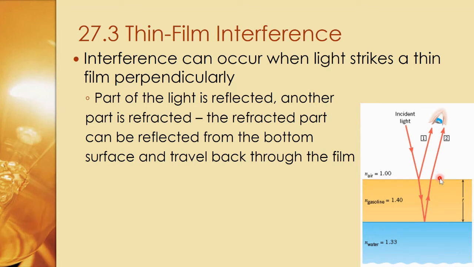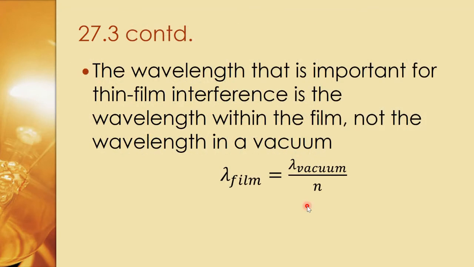And think about a layer of gasoline on water. It's probably pretty thin, but the light can actually reflect off of that bottom surface of the film, travel back through the film, and then refract back out. So that is thin film interference. An equation relating to this says that the wavelength that is important for thin film interference is the wavelength within the film, not the wavelength in a vacuum.